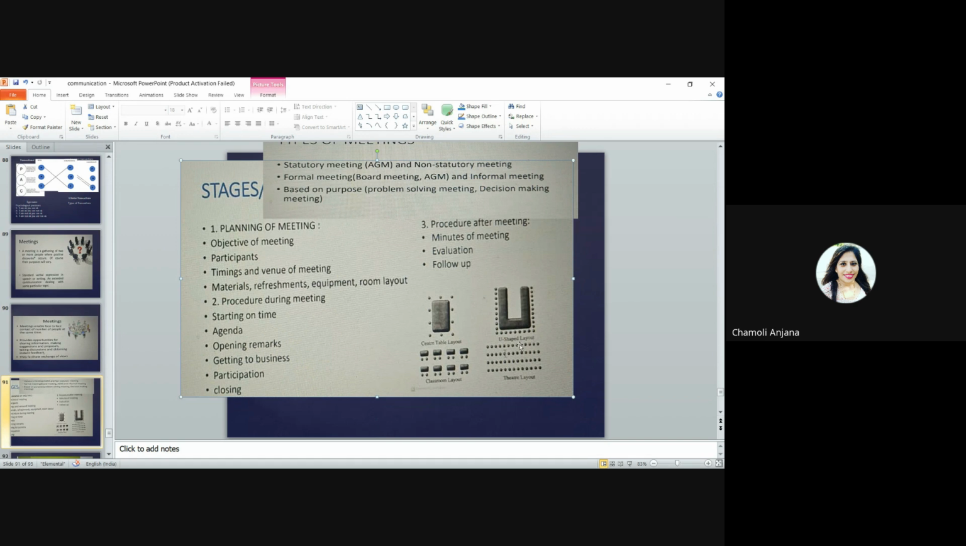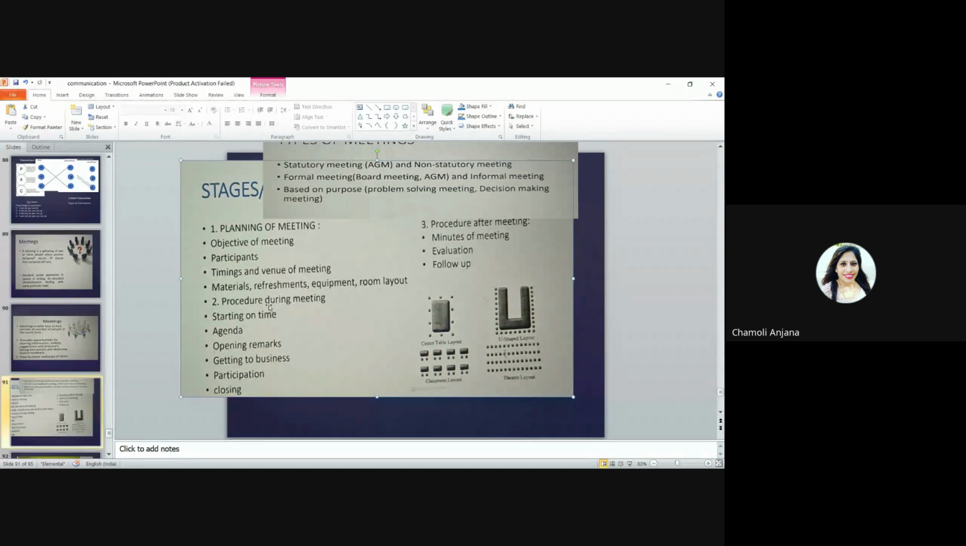In the U-shaped layout, some people are sitting over here, so it's like they are sitting in a U shape. You have a U-shaped table, and all the participants are sitting around the U-shaped table. Then you have a theater layout where everyone is spread over that meeting room. So depending upon the requirement, what the discussion is for, who the participants are, how many participants there are, and of course the availability of the meeting room, the layouts will vary. So this is the planning of the meeting.